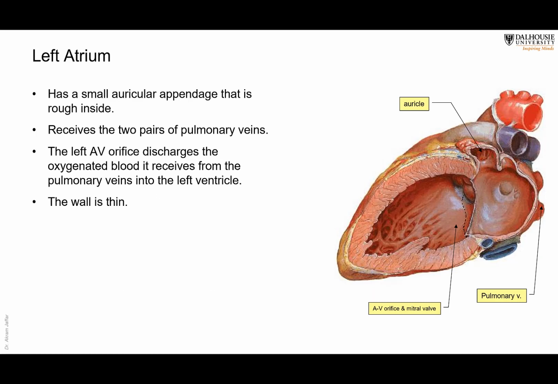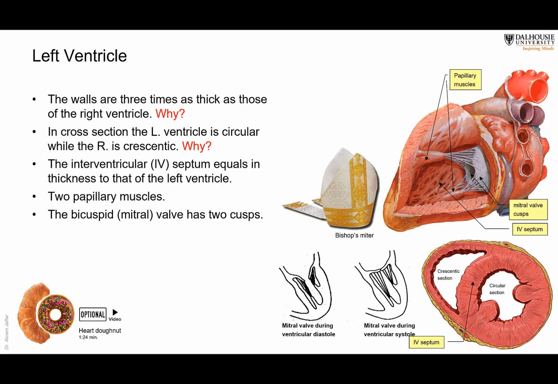The left atrium, most of it is smooth, and remember, the left atrium is the base of the heart. It receives the four pulmonary veins, and it has a small auricle, which is rough, and it opens by the left atrioventricular opening, which is guarded by the mitral valve. It has two cusps, so it looks like a bishop's mitre. That's why it's called the mitral valve, or you can say it's the bicuspid valve as opposed to the tricuspid valve. And it has the same structure and works exactly like the tricuspid valve.